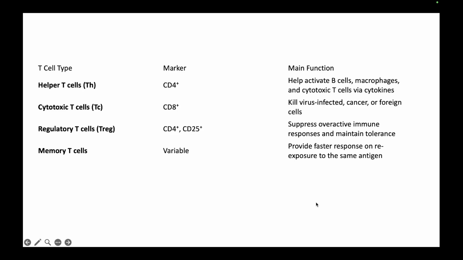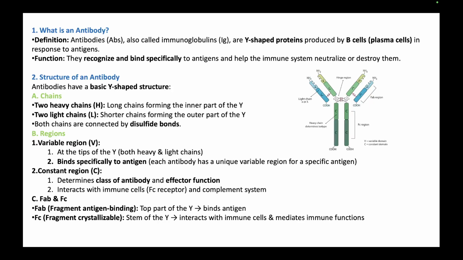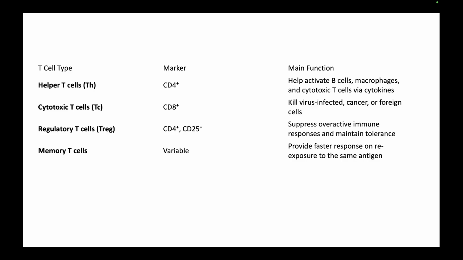So this antibody is released by the B cells. Then among the T cells you have helper cells, cytotoxic cells, regulatory cells, and memory cells.